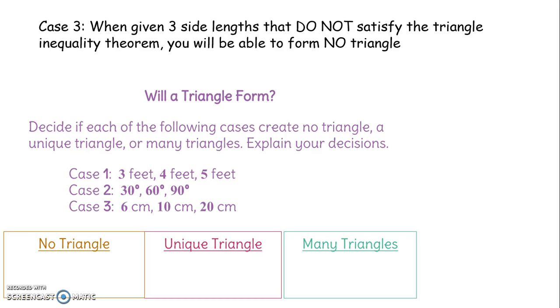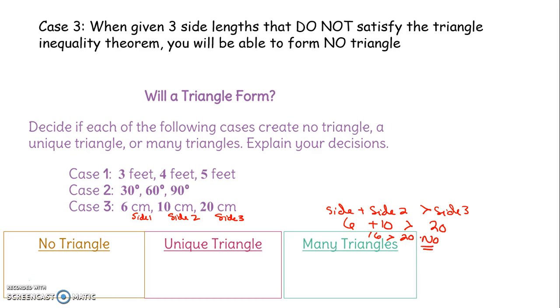In case 3, if you have 3 side lengths that do not satisfy the triangle inequality theorem, you will not be able to form a triangle. So let's just double check. Again, if I take my 2 smaller sides, I could call this now side 1 and side 2, and this side 3. These are my 2 shorter sides. If I take side 1 plus side 2, I check that it's greater than side 3. If it's not, there's no way I'm forming a triangle. If I have 6 plus 10, is that greater than 20? Well, 6 plus 10 is 16. Is 16 greater than 20? No. Therefore, no triangle can be formed.